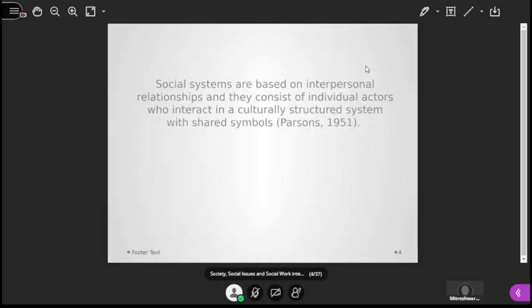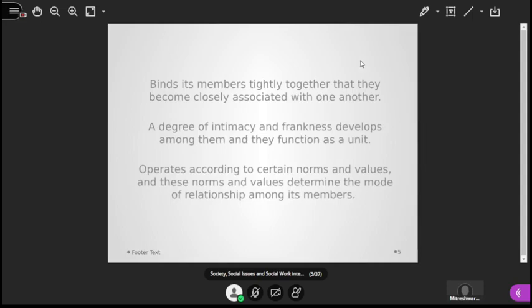So, social systems are based on interpersonal relationships and they consist of individual actors who interact in a culturally structured system with shared symbols. So, who can give me an example of a social system? Anyone? No one?